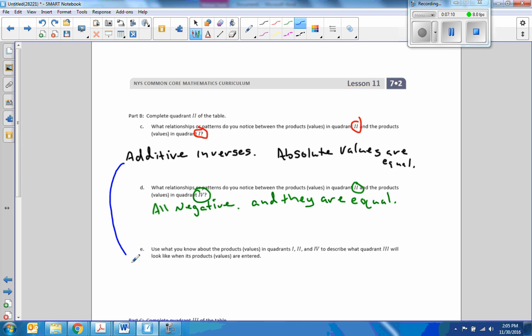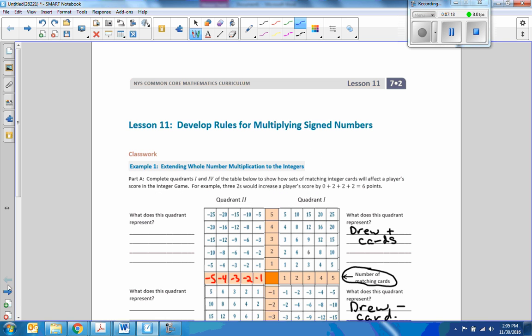So this answer would also go down here with respect to quadrants 2.